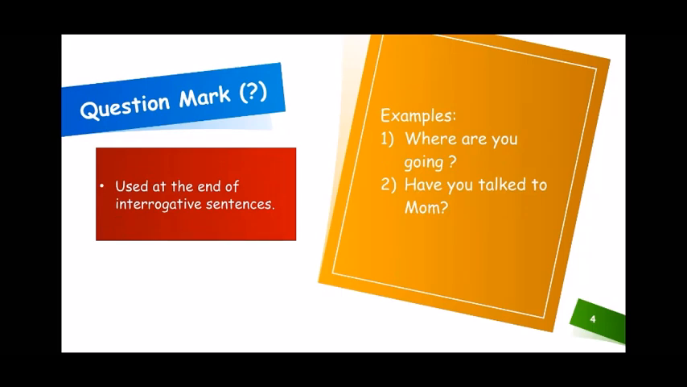Question mark. It is used at the end of interrogative sentences. What are interrogative sentences? They seek some kind of information or an answer of some kind. So after an interrogative sentence, we use a question mark. Examples: Where are you going? Question mark. Have you talked to mom? Question mark. These are all questions. So after a question, we put a question mark.